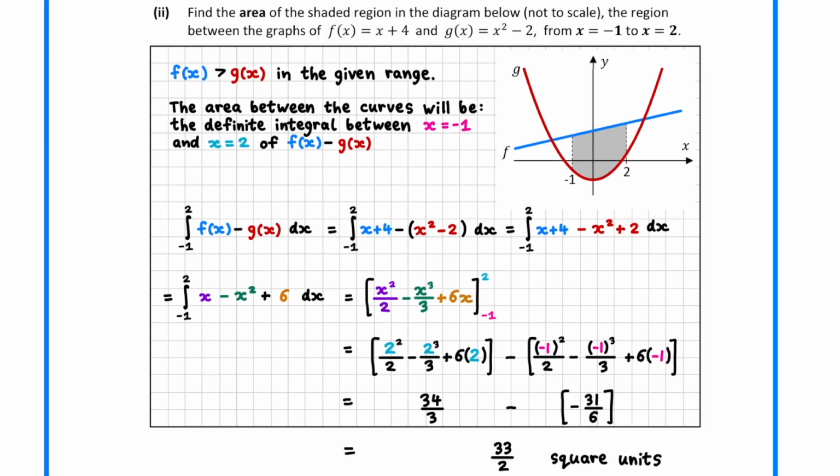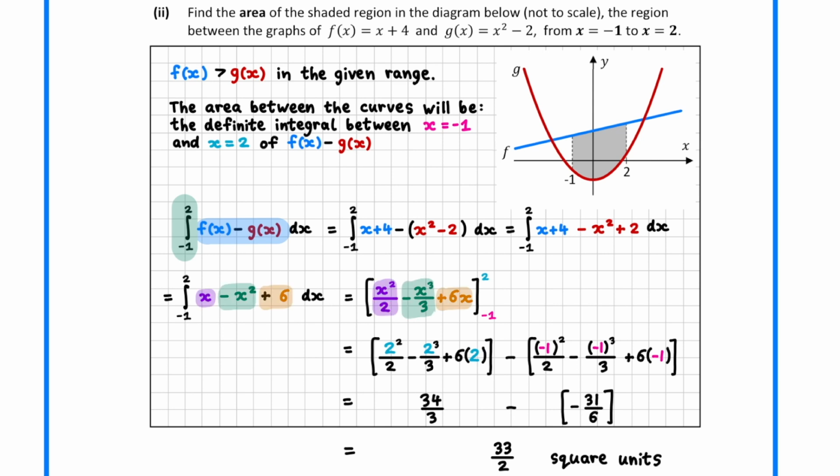In part 2, we need to find the area of the shaded region in a diagram. In the given interval, f is always greater than g, so we can obtain the area by integrating f of x minus g of x between the given bounds of minus 1 and 2. F of x minus g of x simplifies down to x minus x squared plus 6.